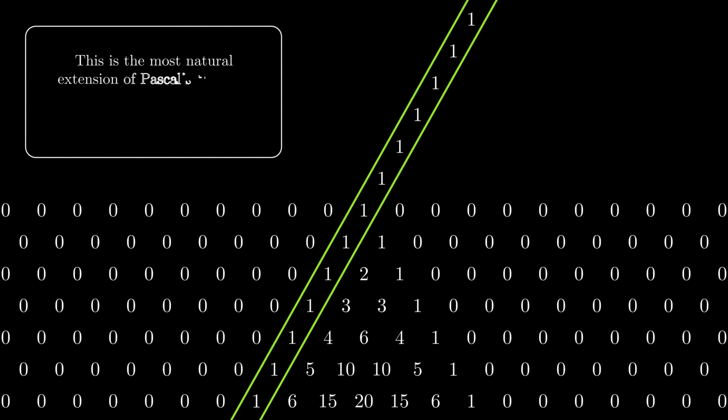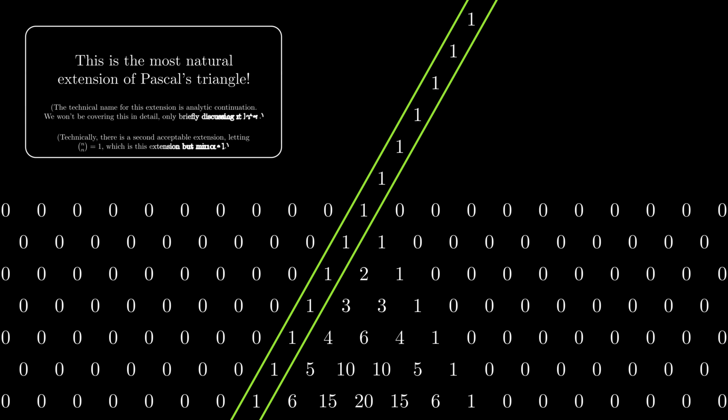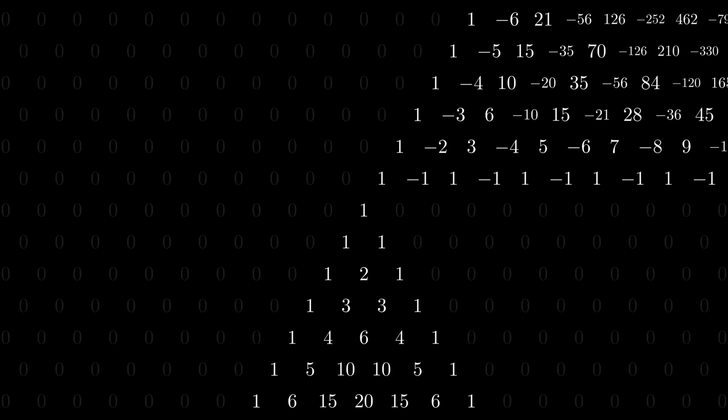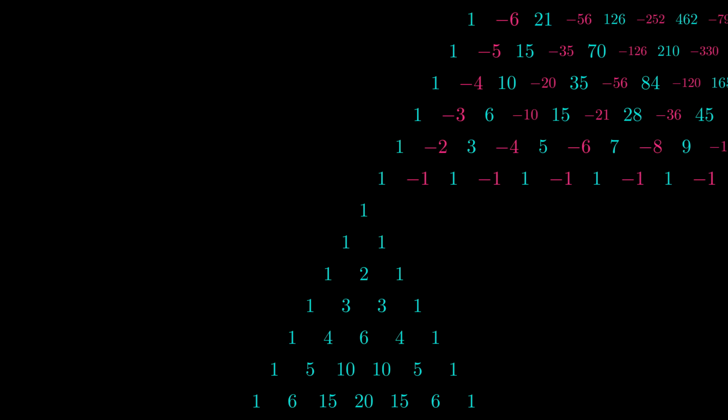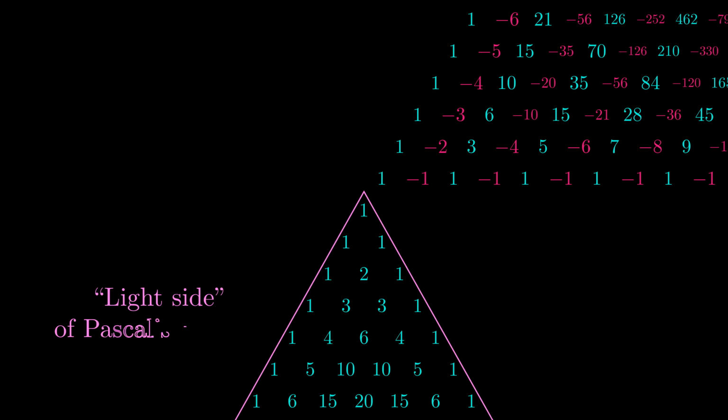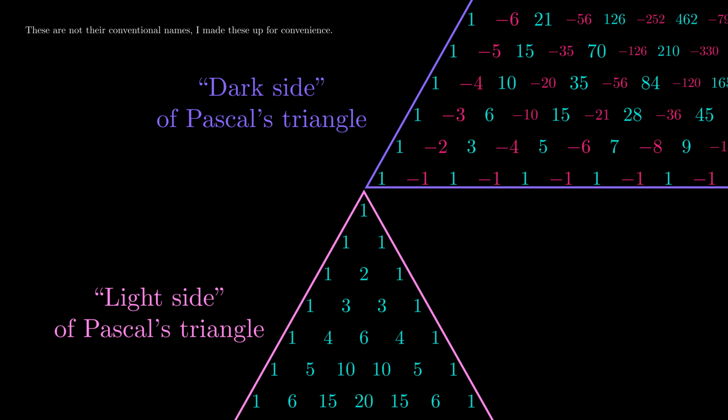It turns out that this extension is not only justified, it is the most correct or most natural extension of Pascal's triangle, in a particular technical way, but we won't be going too deeply into this idea in this video. And by now, you've probably noticed that in this region, we basically have Pascal's triangle, but rotated, with alternating positive and negative signs. Let's call these the light and dark sides of Pascal's triangle, for convenience.